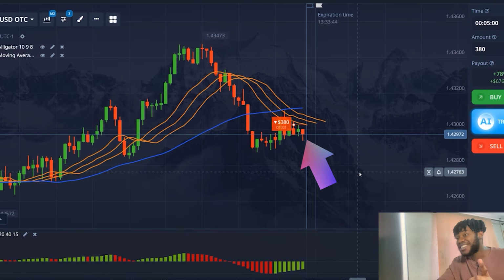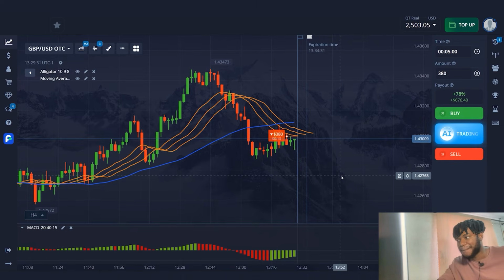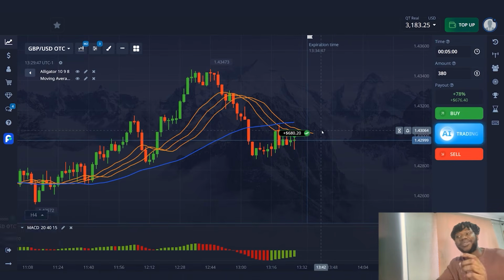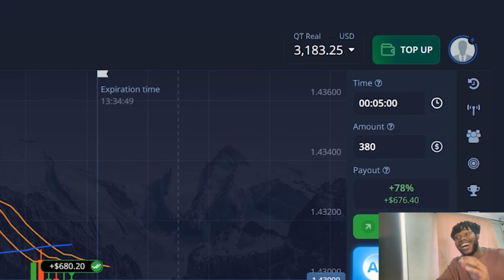The situation is stable, the price is falling, and there is no doubt that I'm going to make a profit. I will wait for the trade to end. Yes, second profitable trade in a row. Now I have $3,183 in my account. I have a couple of more trades ahead of me, so I wouldn't waste any time.